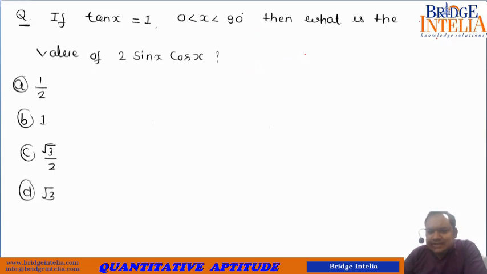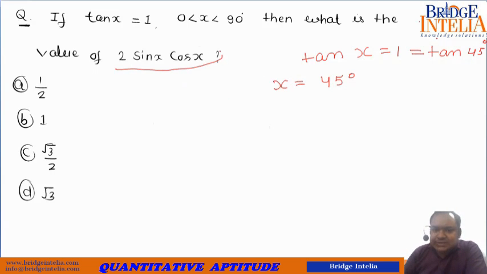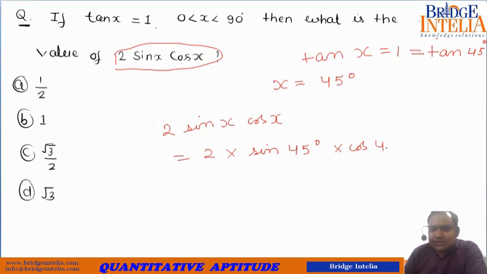So tan x is equal to 1. 1 is tan of which angle? We know very well that 1 is equal to tan 45 degrees. So x is equal to 45 degrees. Once you have found that out, how easy this becomes. Now you have to find the value of 2 sin x cos x. This is nothing but 2 into sin 45 degrees into cos 45 degrees.